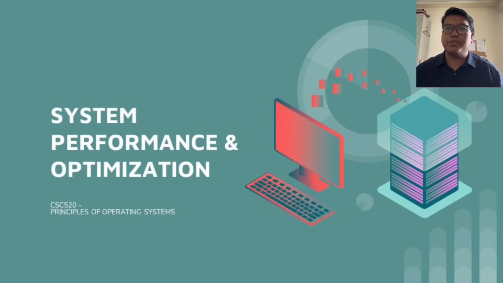Assalamualaikum. Hi, our group will be discussing system performance and optimization, which is our chosen topic for the CSC520 group assignment. We chose this topic mainly because we think it is closely related to what we have learned so far. Furthermore, as a computer science student, it is crucial for us to understand computer architecture so that we are capable of optimizing our own computer system.